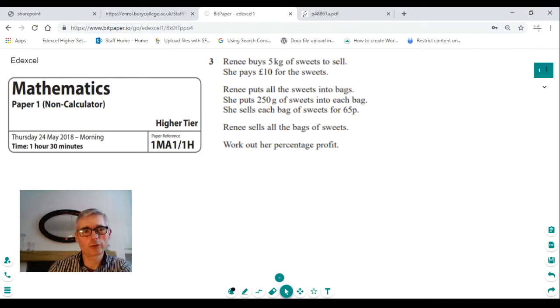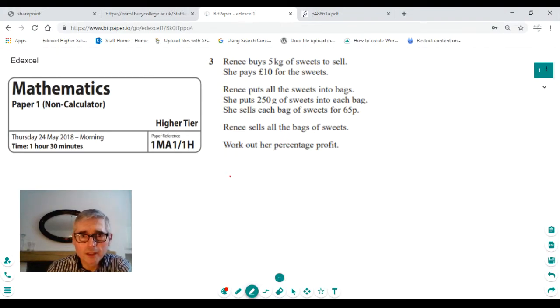I'm going to continue going through the Edexcel paper from 2018. This is the higher tier paper 1 non-calculator. So I'm looking at question 3 now. And this one is saying someone buys 5 kilograms of sweets to sell and pays £10 for the sweets. We've got to work out whether or not she makes a profit.